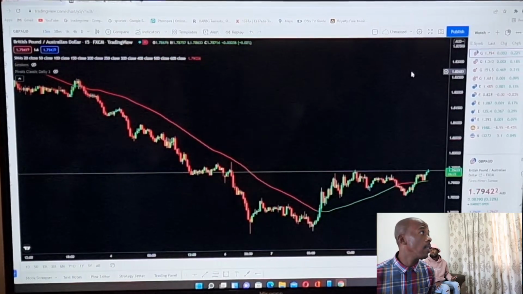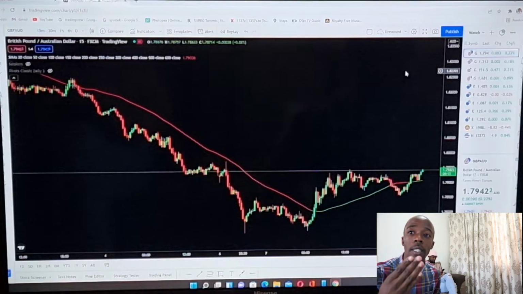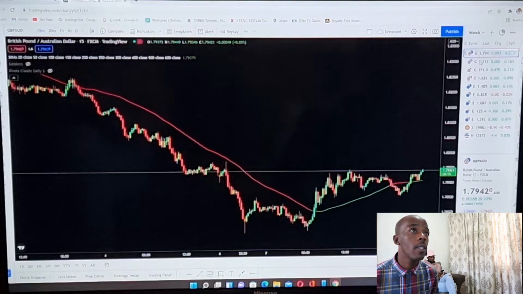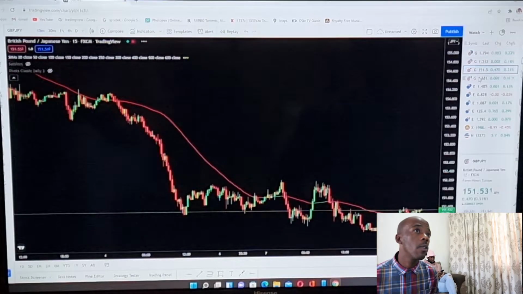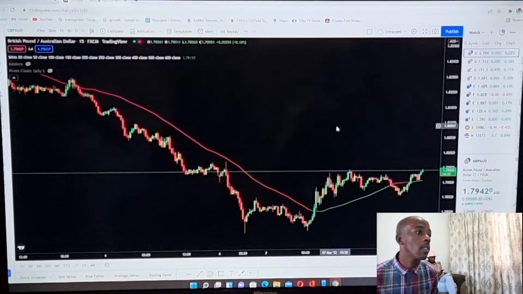So basically, I trade GBP/AUD, GBP/JPY, GBP/USD, and GBP/CAD, also gold and Nasdaq. So these are the currency pairs that I trade. But today we will check which move we can capitalize on based on the pairs that I've mentioned. We'll start with GBP/AUD, and we are on the 15 minutes chart.